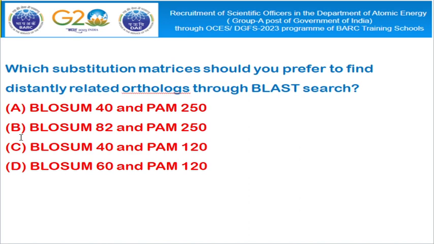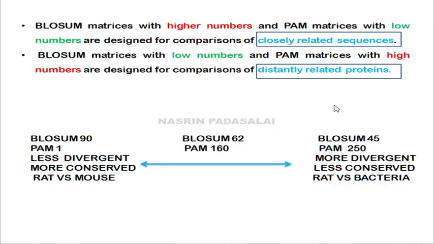Next is which substitution matrices you should prefer in order to find distantly related orthologs through a BLAST search. Here you should know about BLAST search. BLOSUM matrices with high number and PAM matrices with low number are designed for comparing closely related sequences, or more conserved, less divergent sequences. For example, if you are going to compare a nucleotide sequence between rat and mouse, then you should use a BLOSUM matrix with high number and a PAM matrix with low number.